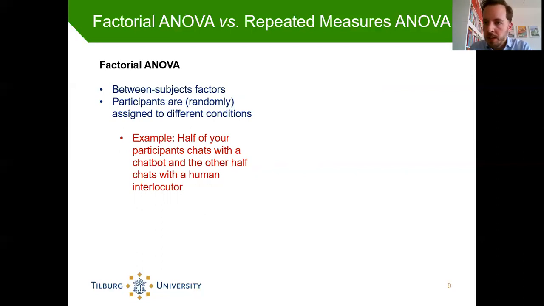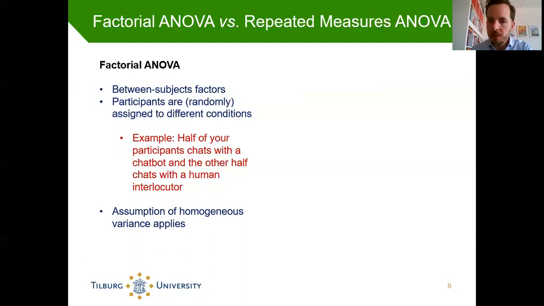And then the other half of your participants chats with a human interlocutor. And then you compare those two groups, right? And since you're comparing those two groups, it would be appropriate to do this factorial ANOVA because you now have this between subject factor. Half of your participants does one thing, the other half of the participants does the other thing, and then you compare those two groups.